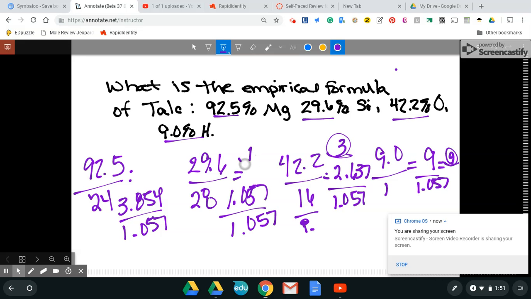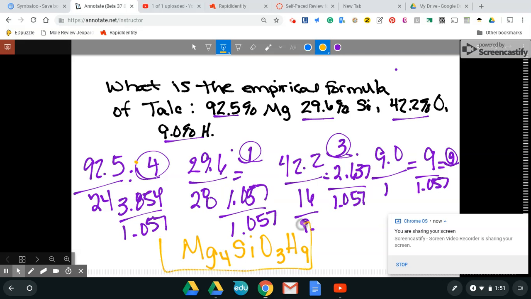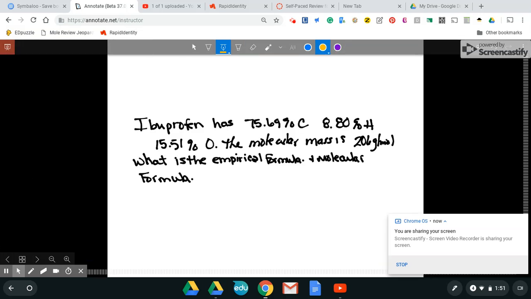All right, this is 1. And then 3.854 divided by 1.057 is 3.6. So we're going to round that up to 4. So now, these numbers tell you your subscript. So I'm going to start with magnesium. Magnesium is 4. Silicon is 1. Oxygen is 3. And hydrogen is 9. So this is my empirical formula. Okay? All right, let's do this one.